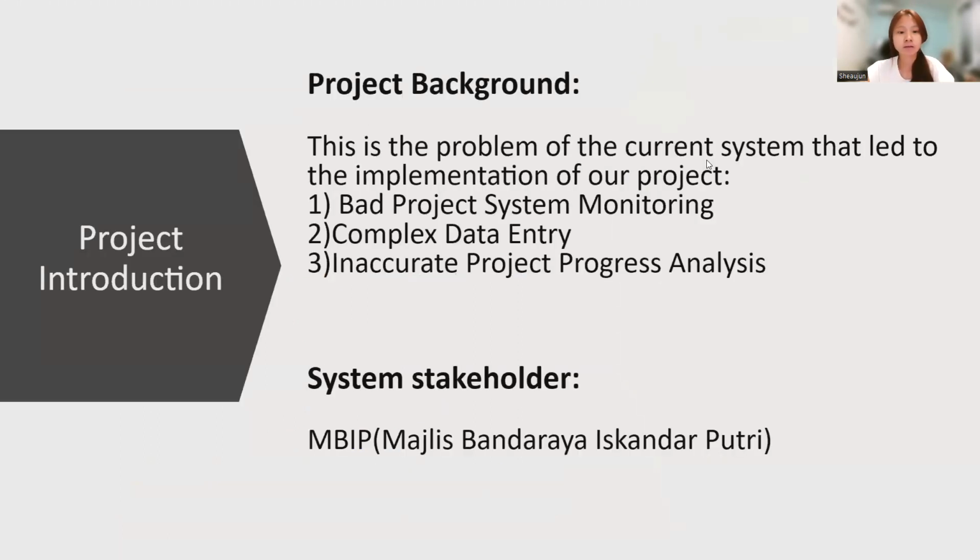In this project, MBIP, Majlis Bandar Raya Iskandar Puteri, is our stakeholder. It's known that MBIP has done many activities that aim to lower carbon emission. However, they often face challenges that prevent their progress. First, poor project system monitoring, using online Google Forms to collect carbon consumption data from the user. Next, the problem is complex data entry because the carbon consumption data is not categorized. Lastly, the problem is inaccurate project progress analysis and calculation because the data is manipulated by humans.